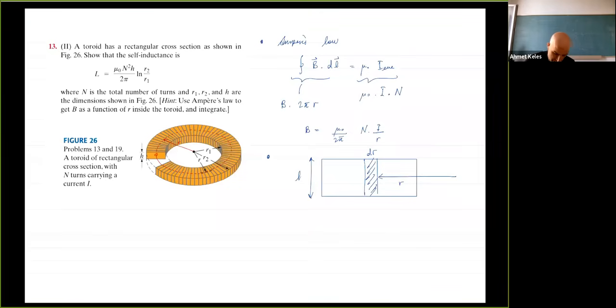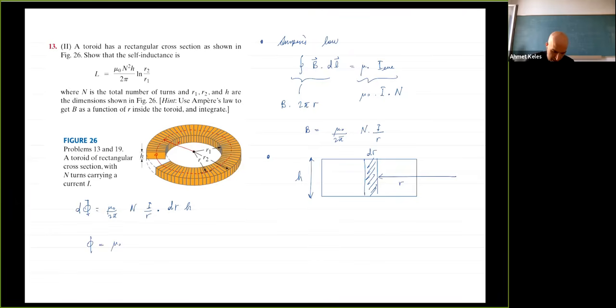And the height is what? H. And my flux, let me write it here, is going to be equal to, again, this is like an infinitesimal flux contribution. When I sum over all of them, I'll get the total flux. So this is going to be equal to mu0 over 2 pi n I over R. This is B times area. Area is dr times H. And again, I have a 1 over R type of integral, and the limits of integral are going from R1 to R2. So this phi is going to be equal to mu0.